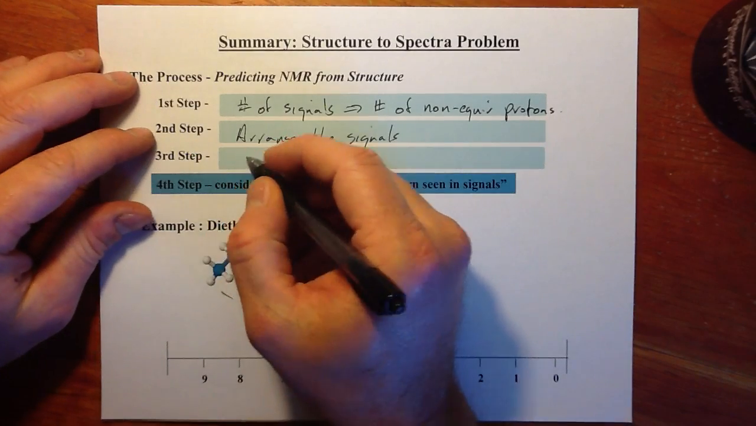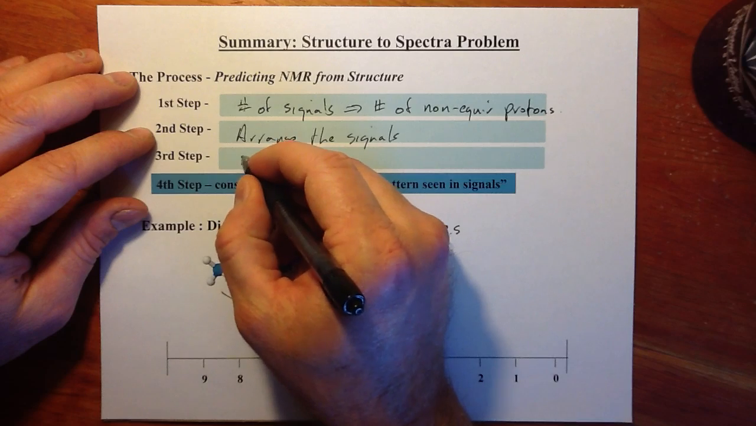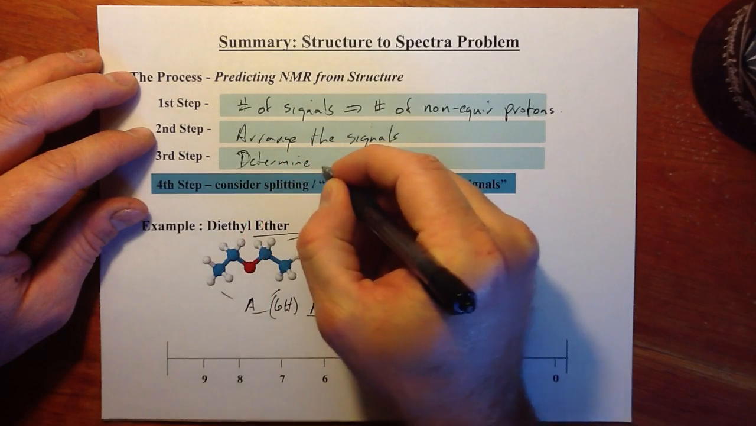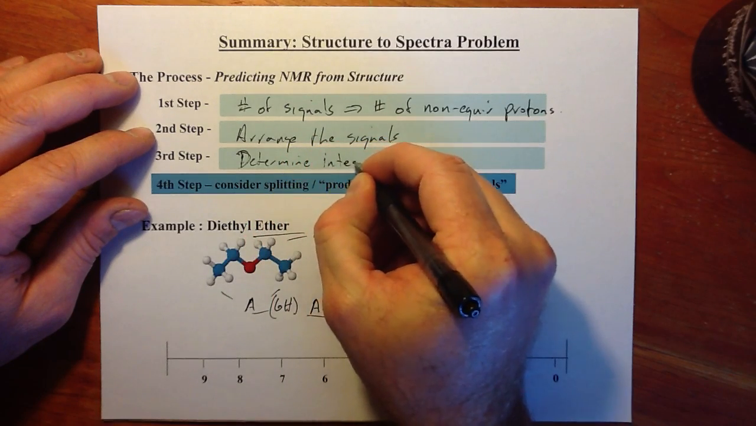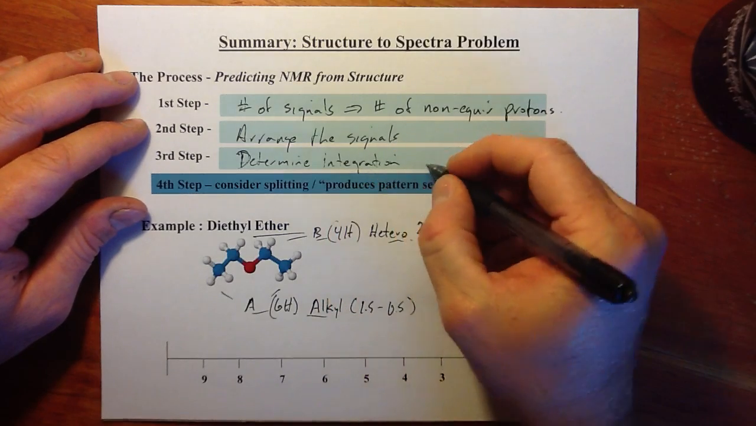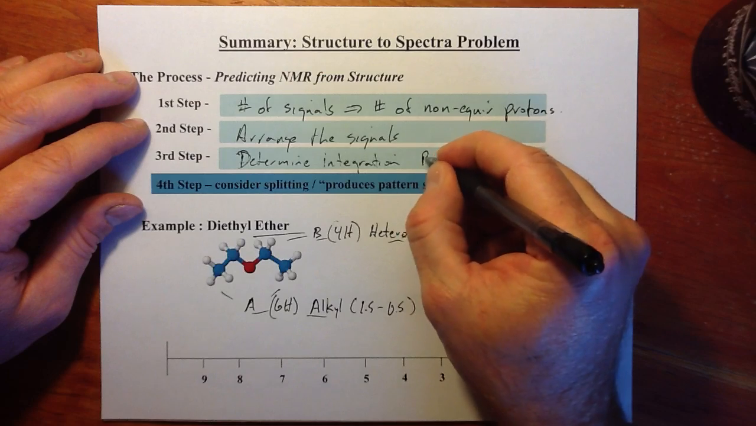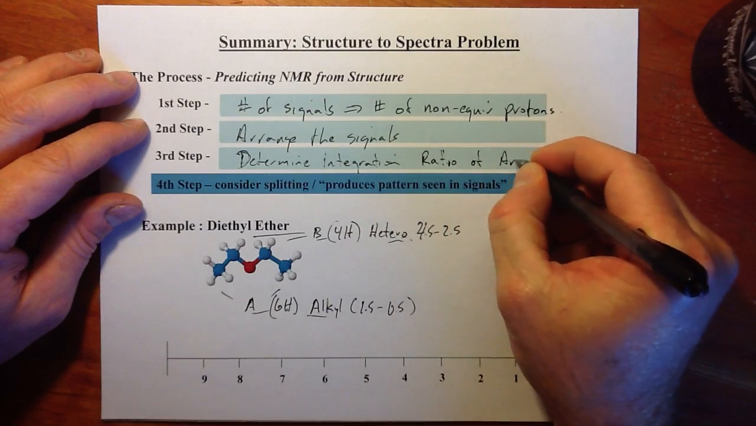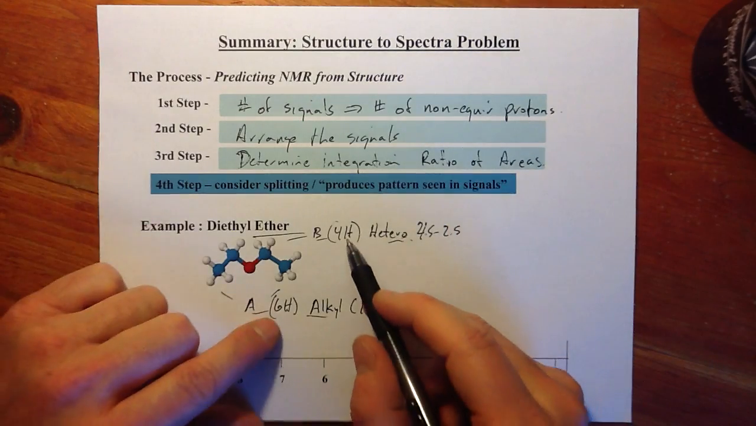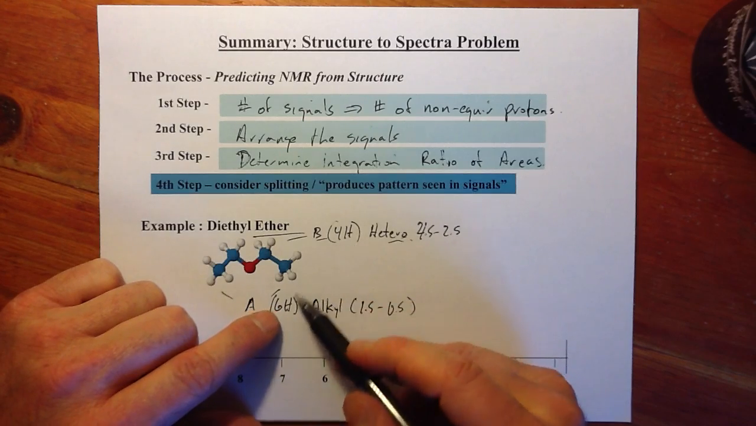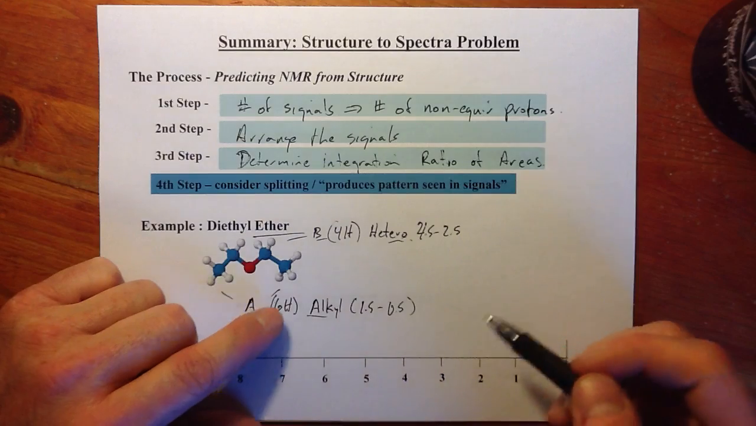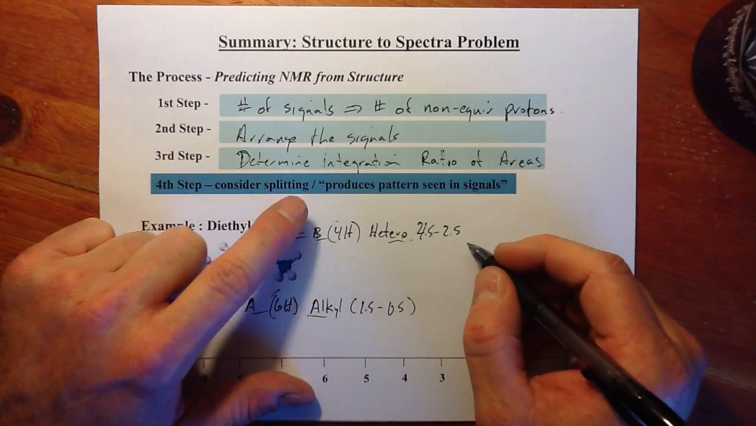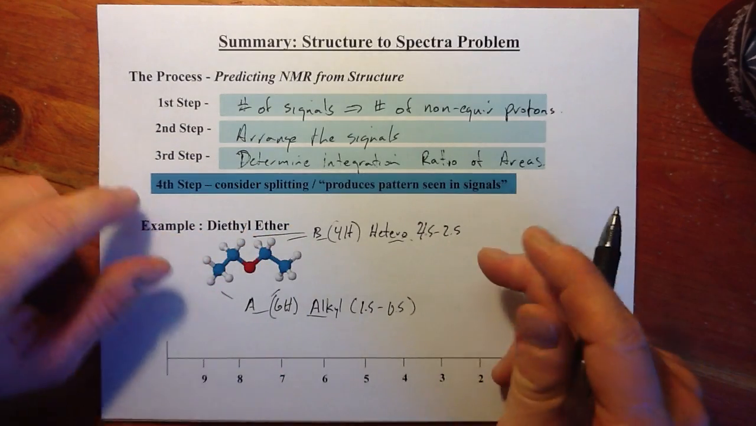The third step was the integration. Determine the peak and integration by looking at the area, the ratio of areas. So we would have a 4 to 6, well that's a 2 to 3, or 1 to 1.5, and we'll put that in on top of the signals. And then we had the splitting. So let's go ahead and set that for these two signals, and then we'll draw our spectra.